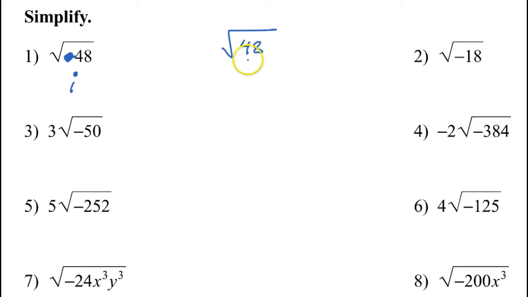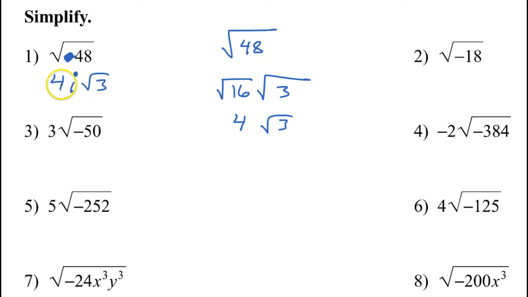Now, when the numbers are small like this, we can usually just use our multiplication facts. For example, I'm trying to think of a perfect square that divides evenly into 48. And if I'm lucky, I remember that 48 is 16 times 3. The square root of 16 is 4. So that would make this 4 radical 3. So that means the answer would be 4i radical 3. Notice when I have a regular number and a square root, the i goes in the middle.